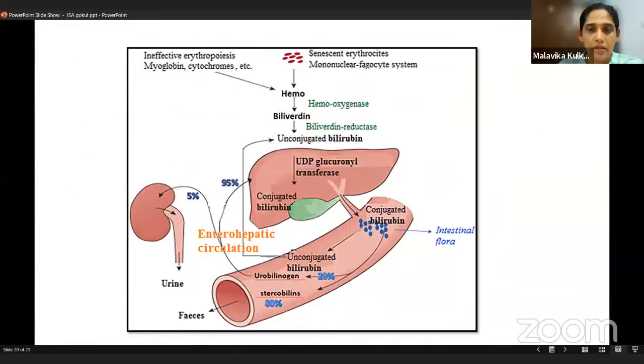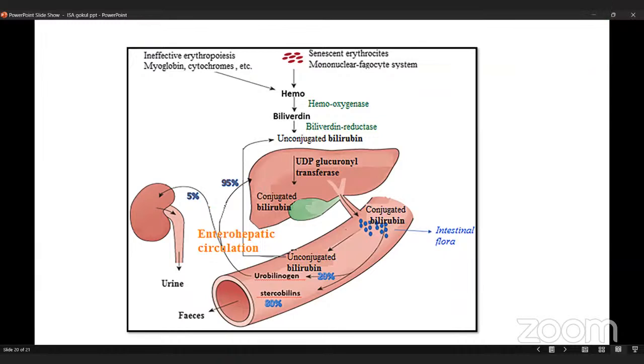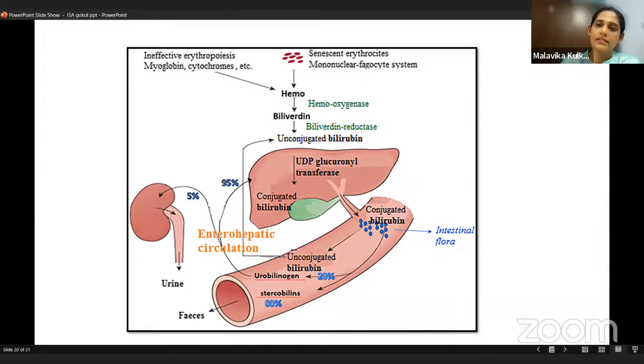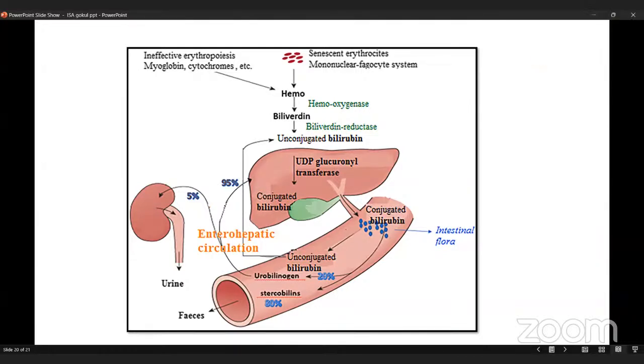Okay, so now let's go back to your preoperative preparation. You said that you would like to ask for the liver function test. What other investigations would you like to ask for in this case? Ma'am, I would like to get a complete blood count, ma'am. Why? Anemia, ma'am. If at all there is anemia, I would like to correct it and take it up.